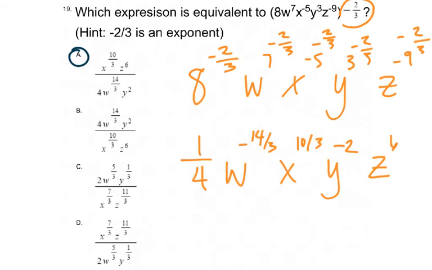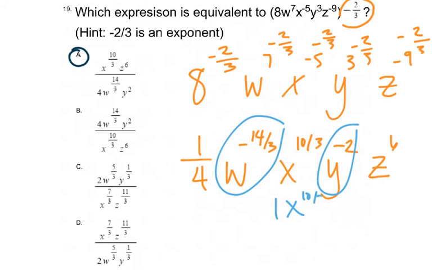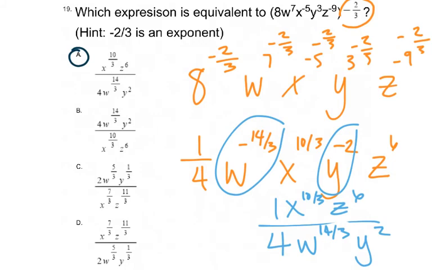And then anything that's negative, I'm going to move to the bottom of the fraction. So I have a 1 on top. I have an x to the 10/3, a z to the 6. On the bottom, I have a 4, x to the 10, not x to the 10/3. Sorry, I'm rushing through this, making mistakes. W to the 14/3 and y squared. So the answer is A.